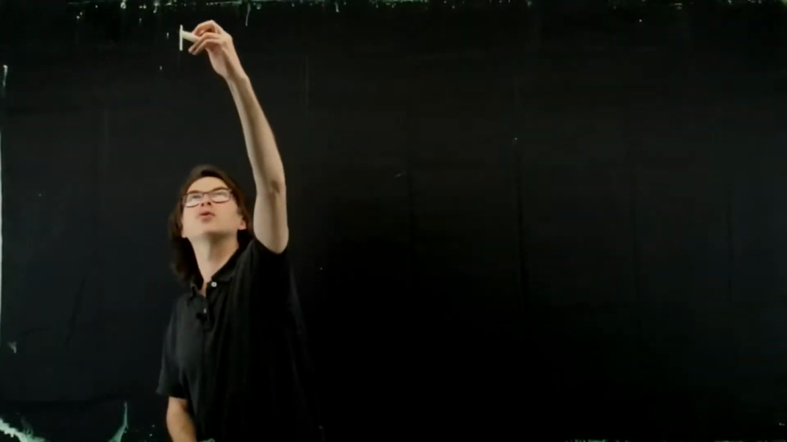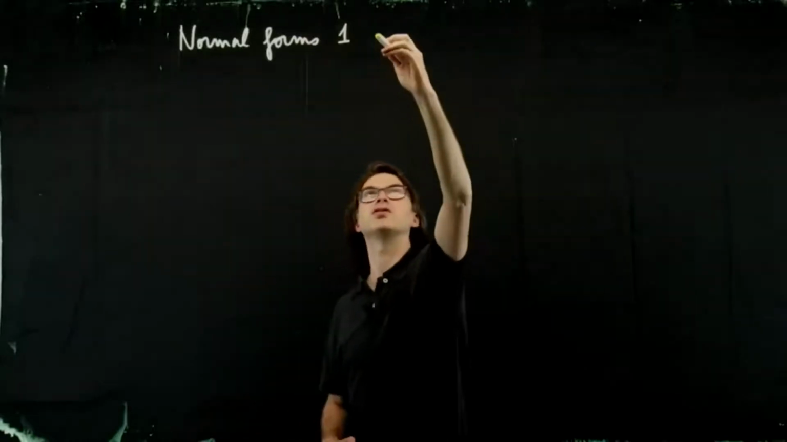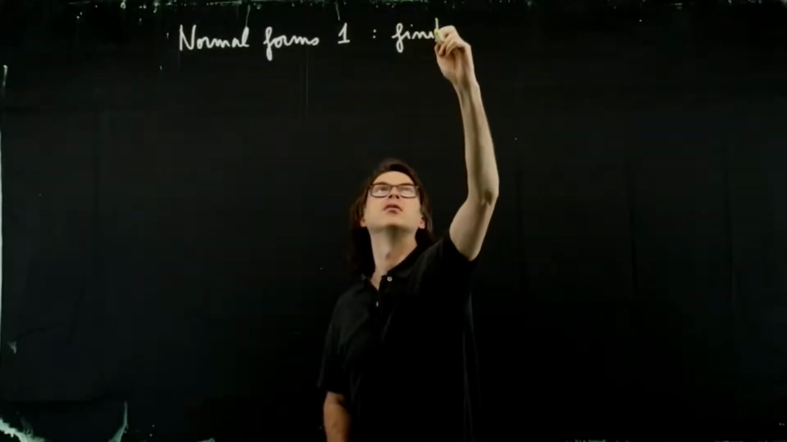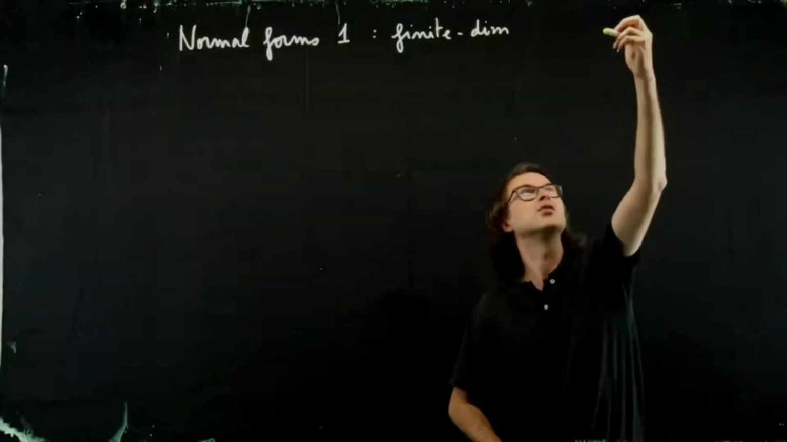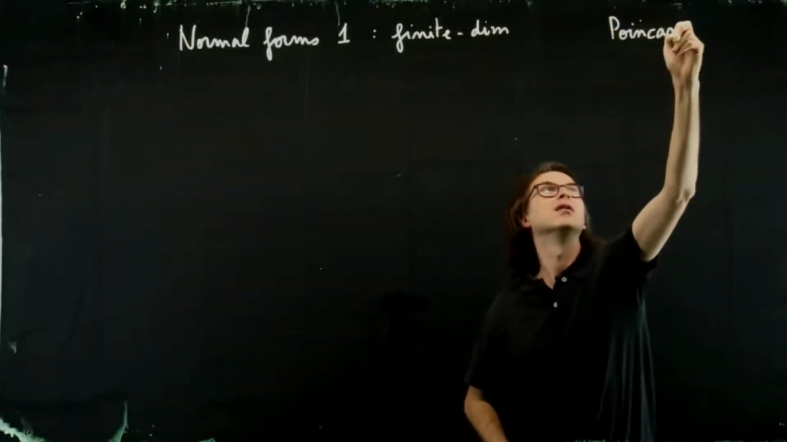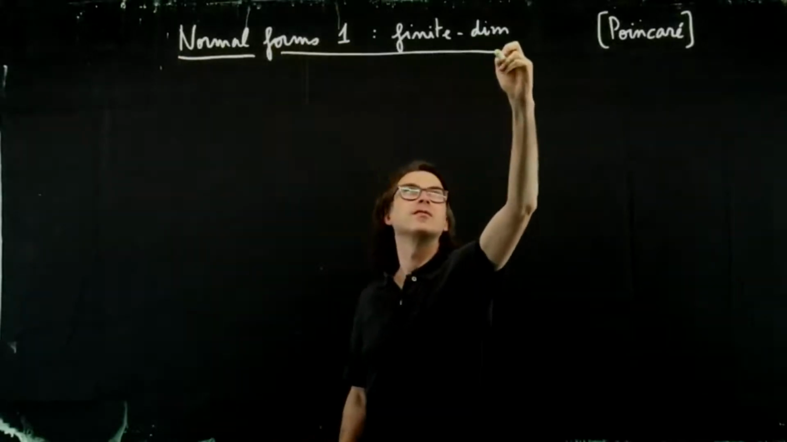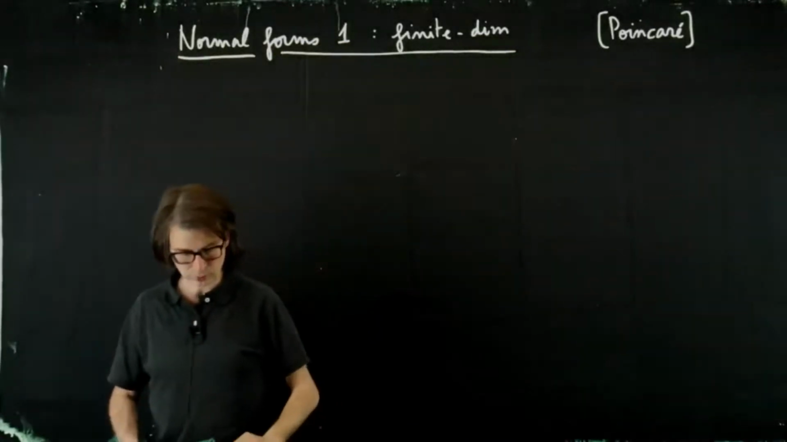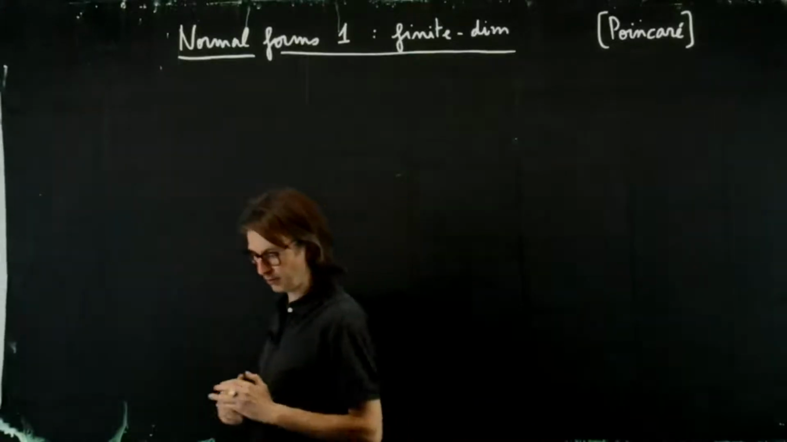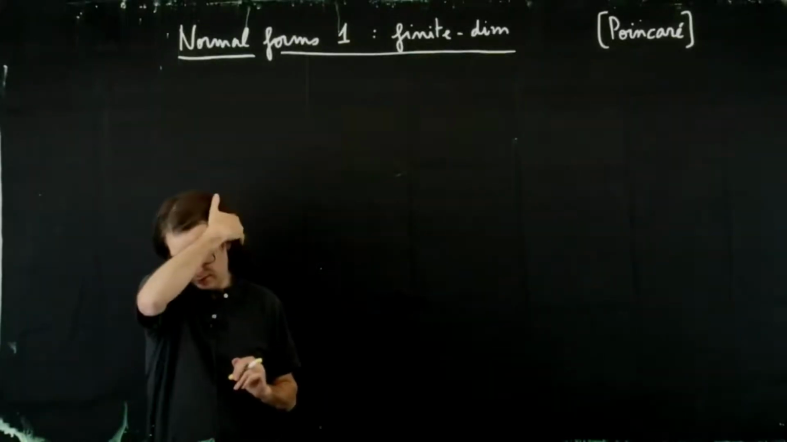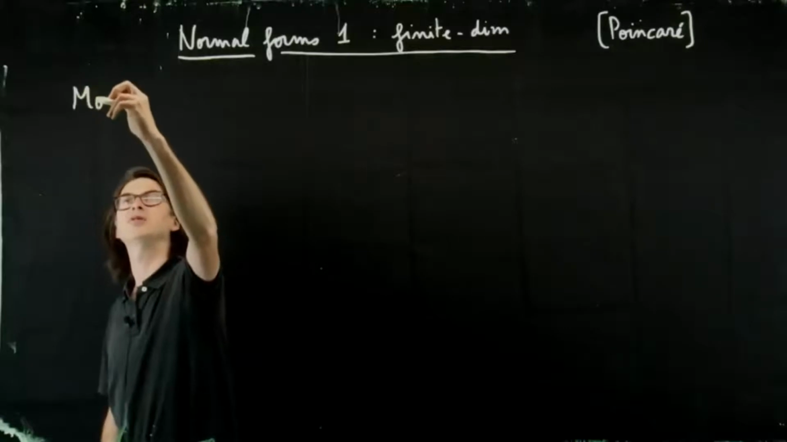Okay, so normal forms, first installment, which is finite dimensional. And of course, this goes back to Poincaré, who got interested in these questions in the framework of celestial mechanics. Right. So, for the sake of concreteness, let's look at a model system.